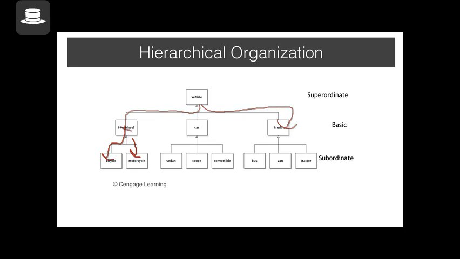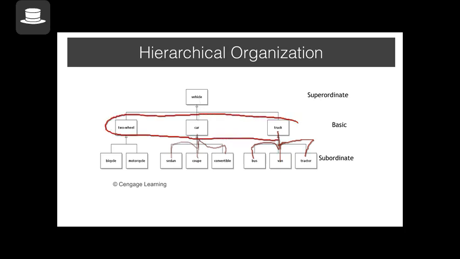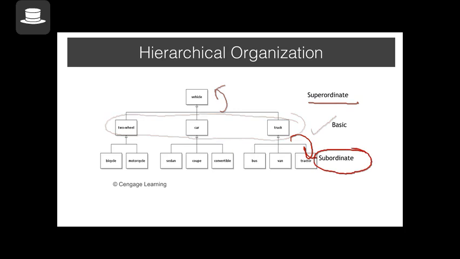Then it can be a car. If it's a car, it can be a sedan or a coupe or a convertible. If it's a truck, it can be a bus or a van or a tractor. So there is the basic level of representation of organization. Then a level above it is called the superordinate level, super meaning above. And the level below that is the subordinate level. For any given level, there can be a superordinate and subordinate.